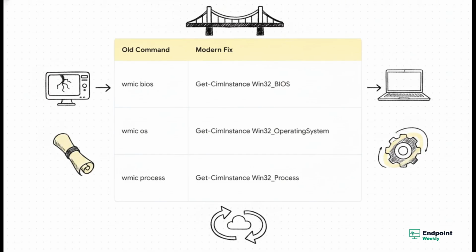Skip the deprecated Get-WmiObject command. It doesn't even exist in PowerShell 7 anymore. We are moving straight over to Get-CimInstance. And fortunately, the most common legacy queries map over directly.